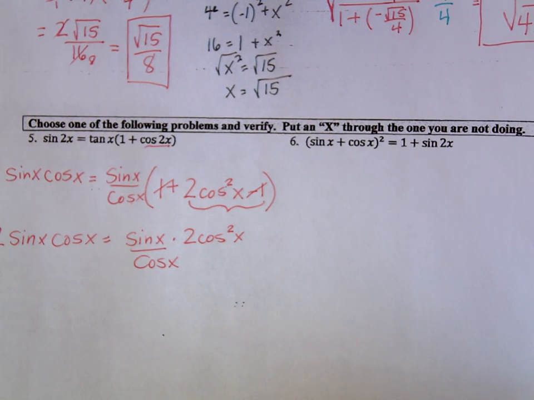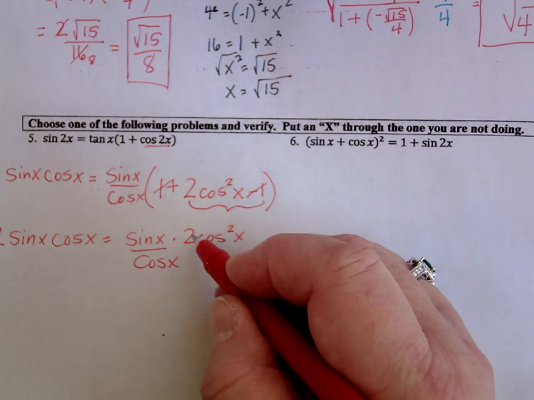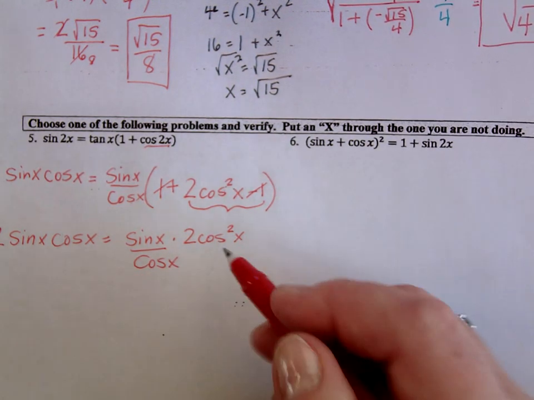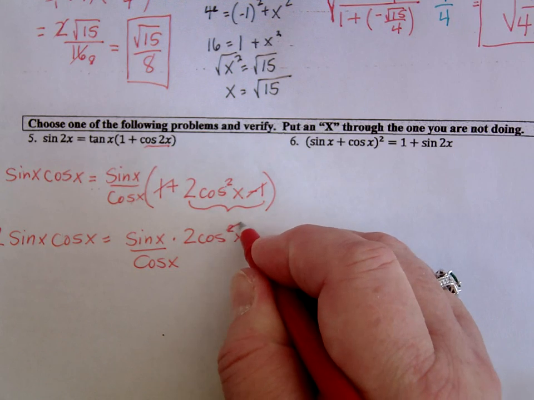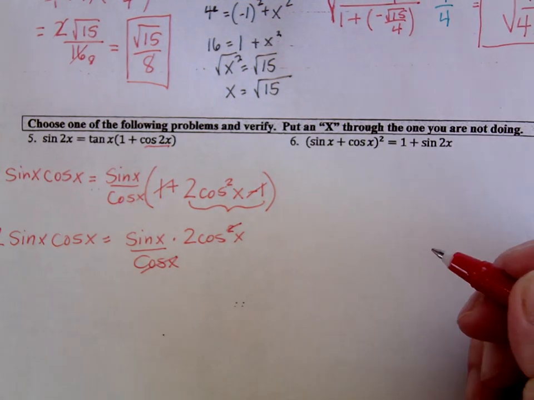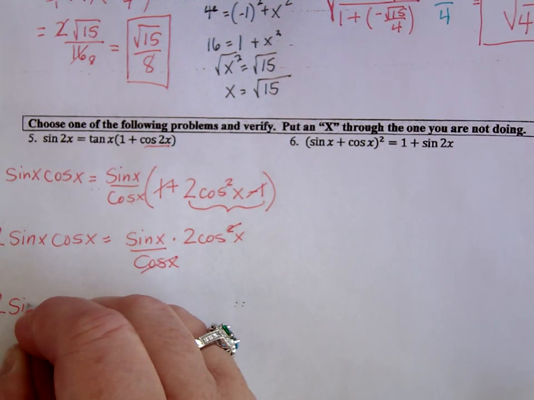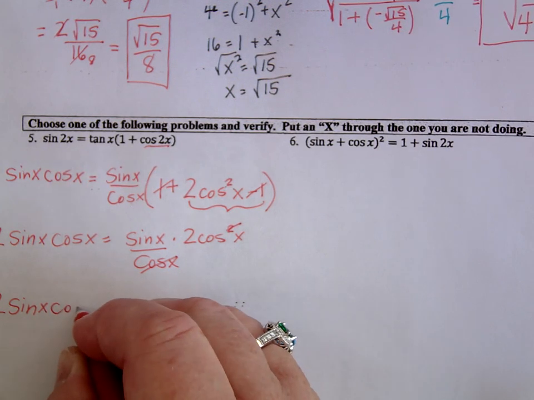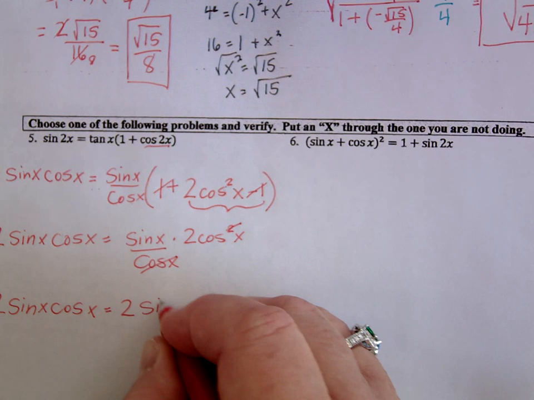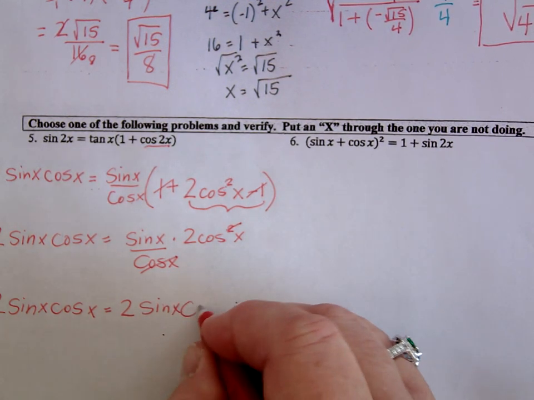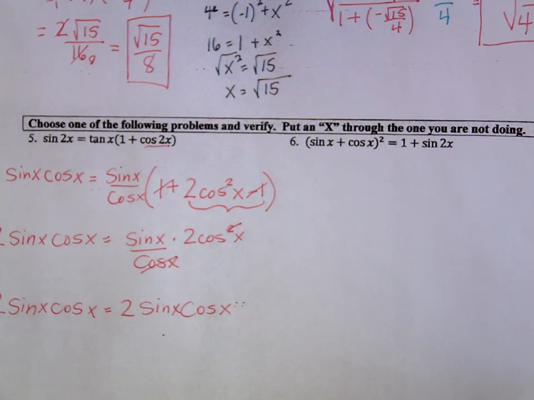All right, if you see this, you got the 2, you wanted a 2. You've got the sine, you wanted a sine. You have 2 cosines here that's going to cancel with 1 on the bottom, and guess what? You just verified that because on the left you've got 2 sine of x, cosine of x, and on the right you have a 2 sine of x and 1 cosine of x left. So that is a verifying.